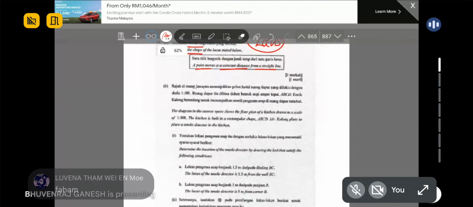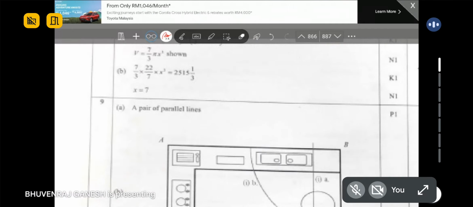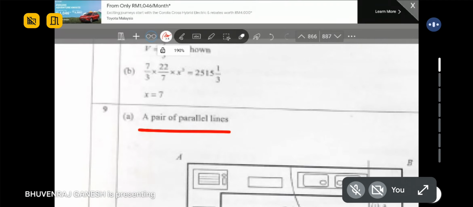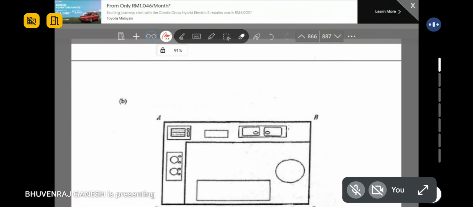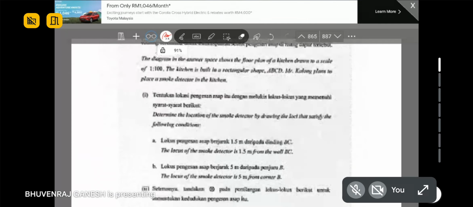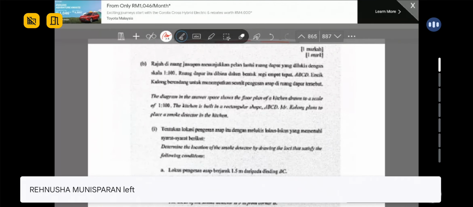So the answer for 10A is you describe like this. Okay, you just say a pair of parallel lines. Okay, dua ataupun pasangan garis yang selari. Itu saja. Satu pasangan garis selari. Okay, so this is the answer for part A. Okay, next one. Part B. So for part B, they ask you to start to draw. Kamu kena lukis.